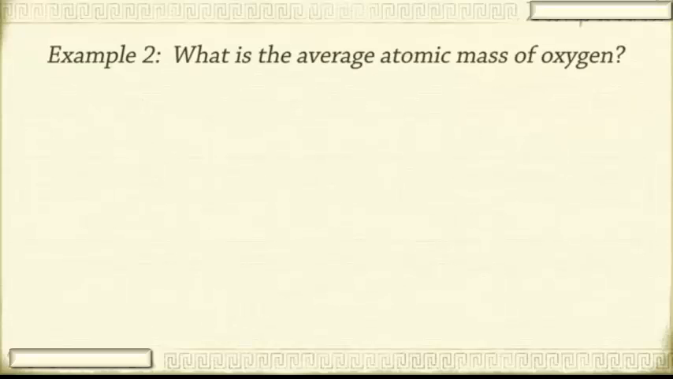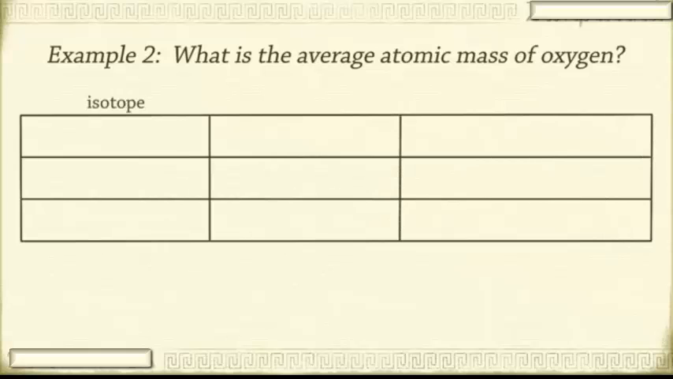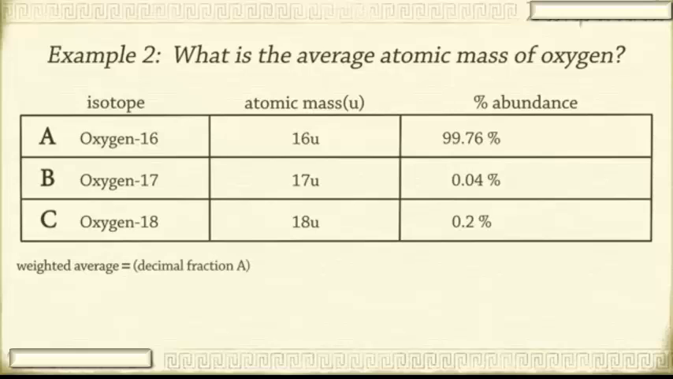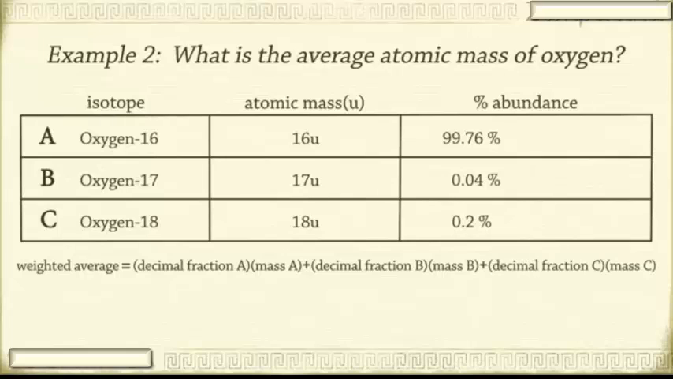Let's do one more example. What is the average atomic mass of oxygen? Here's a table of the isotopes of oxygen with their masses and their natural percent abundances. The weighted average of the three isotopes, let's call them A, B, and C, will be decimal fraction A times mass A plus decimal fraction B times mass B plus decimal fraction C times mass C.